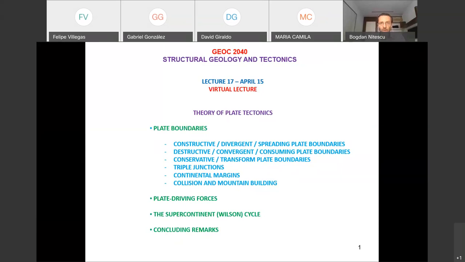So today we are going to look at the actual facts specified by the theory. We are going to look at plate boundaries, the different types of plate boundaries. And then we'll discuss very briefly the plate driving forces, and we will end with the supercontinent cycle. You may or may not have heard about this. It's very interesting. So stay tuned.